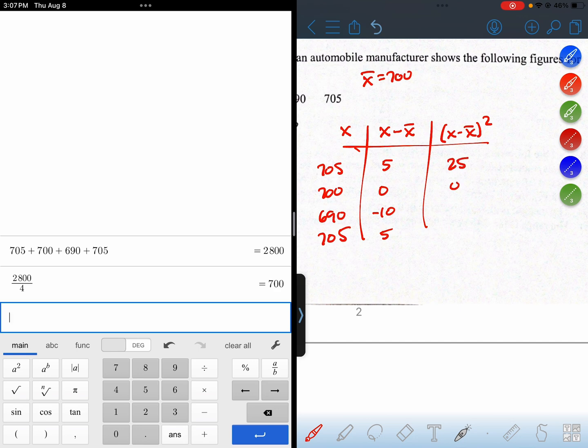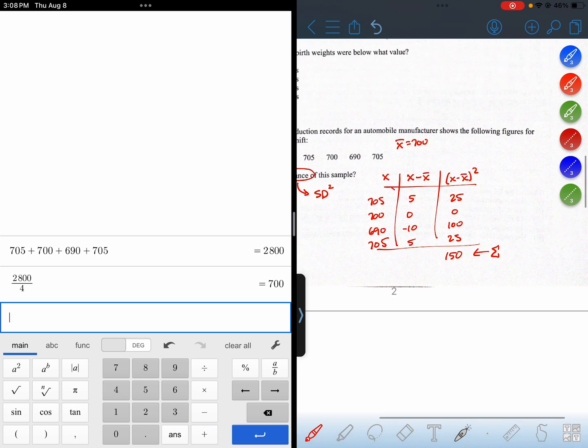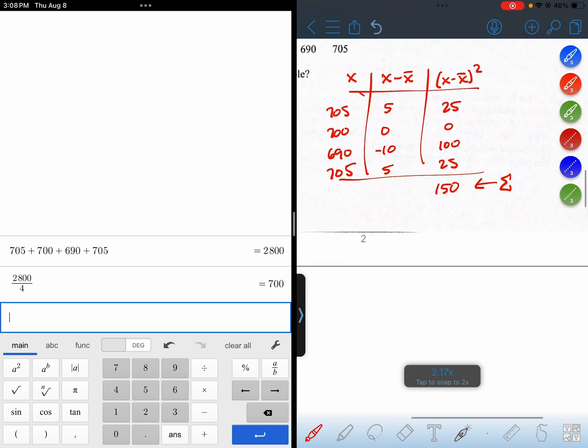All right, 25, 0, 100, and 25. Okay, now we're going to add everything up. We're going to find the sum of the squared distances. That's 150. Okay, and then we're going to average it. Now remember, we're going to divide by 3. We're going to divide by n minus 1. Here's the formula for standard deviation: value minus mean squared, sum, divide by n minus 1, and then square root. All right, so 150 divided by 3 is 50.